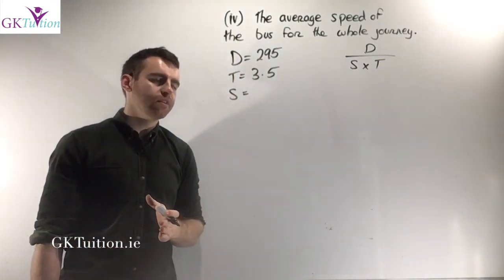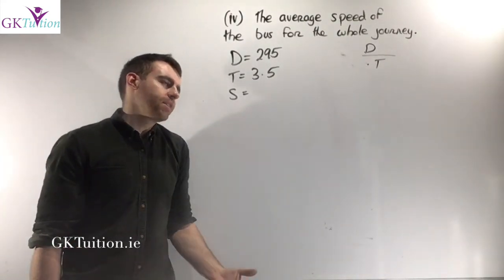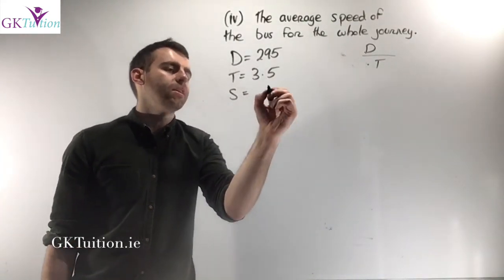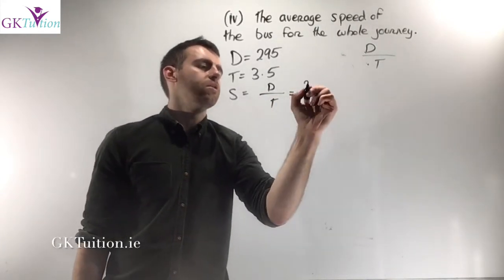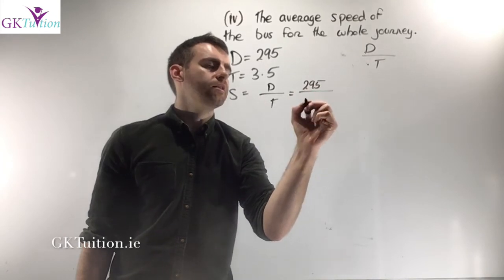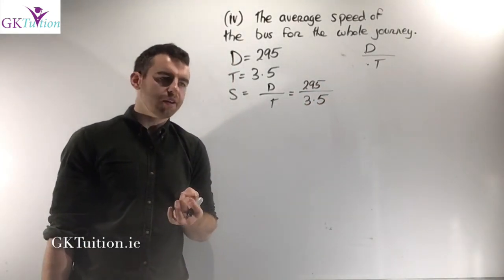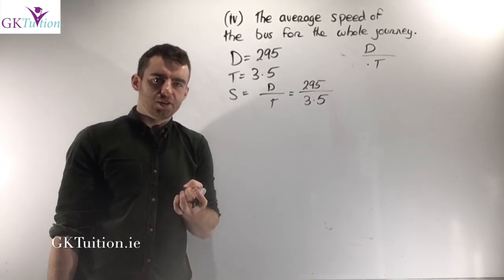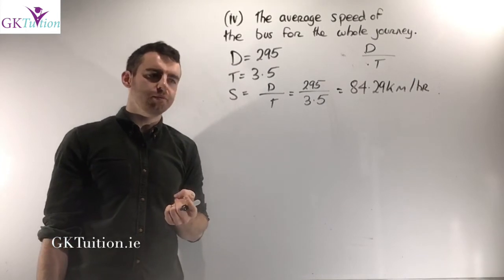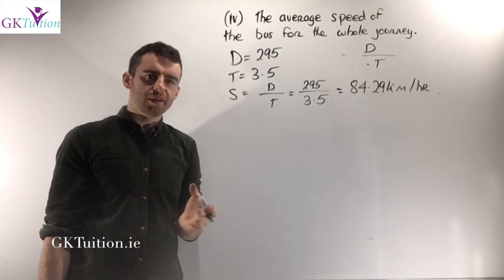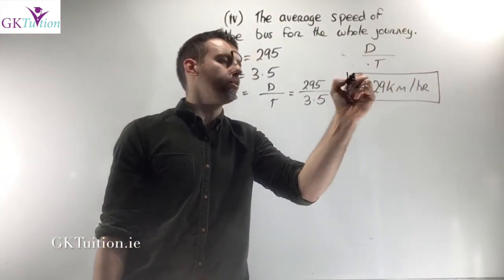In this case, I'm trying to find the speed. If I'm trying to find the speed, I ignore the speed, and I can clearly see that to work out the speed, it is distance divided by time. In this scenario, the distance is 295 and the time is 3.5 hours. So if I just plug this into my calculator, I'll be able to get the average speed to 2 decimal places. If you plug it into your calculator here, it works out as 84.29. So that tells me that the average speed of this bus over the 3.5 hour period must have been 84.29 kilometers per hour.